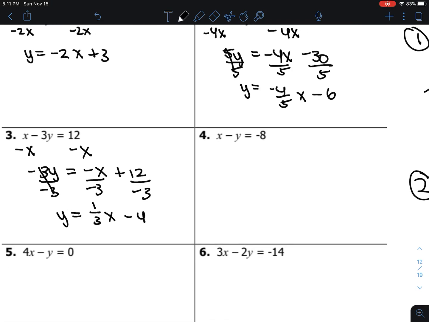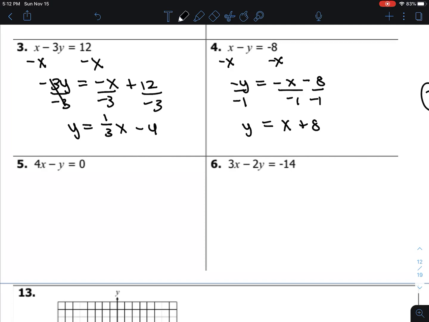Okay, number 4. I'm going to subtract x from both sides. I'm left with negative y is equal to negative x minus 8. My y still has a negative, so to get rid of that negative, I'm going to divide by negative 1 by everything. Left with y is equal to negative 1 divided by negative 1 is positive x. Negative 8 divided by negative 1 is positive 8.